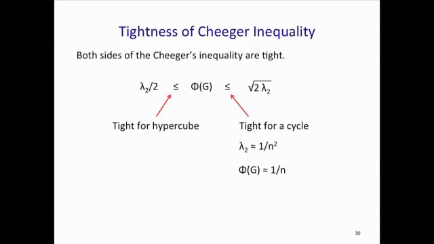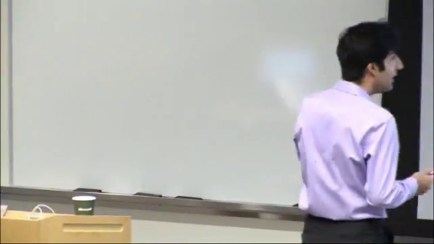First, let me tell you about the tightness of Cheeger's inequality. It turns out that both sides of Cheeger's inequality are tight. The left side is tight for a hypercube, and the right side is tight for a cycle. For a cycle, for example, lambda 2 is 1 over n squared, and a sparsest cut is about 1 over n. So if it is tight, how can we improve it?